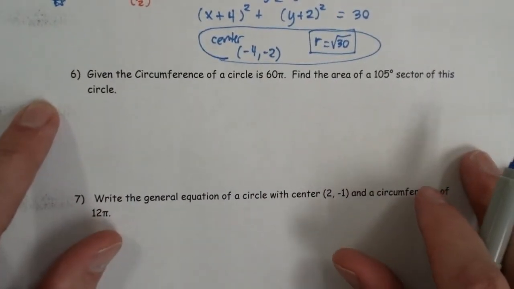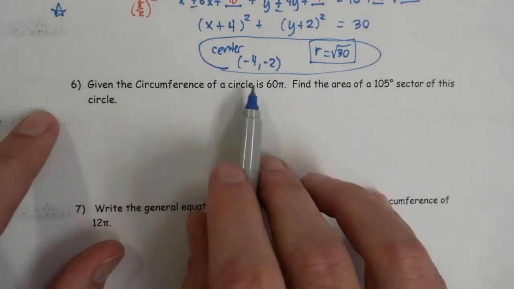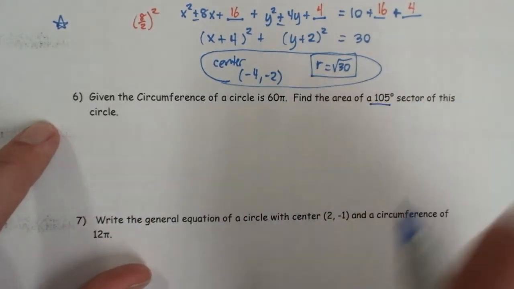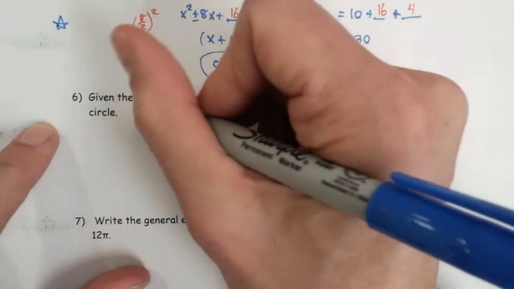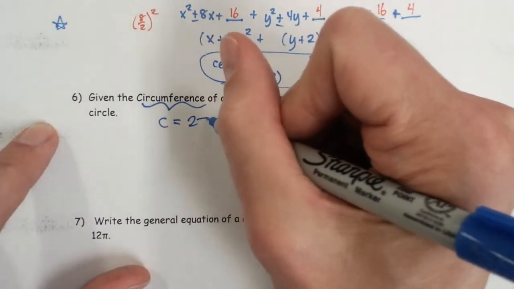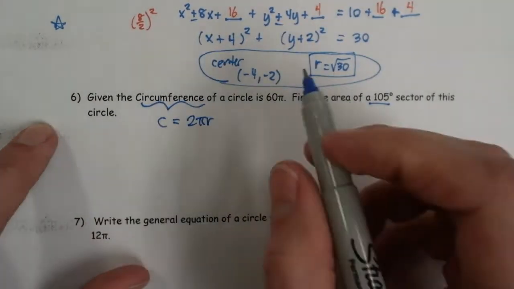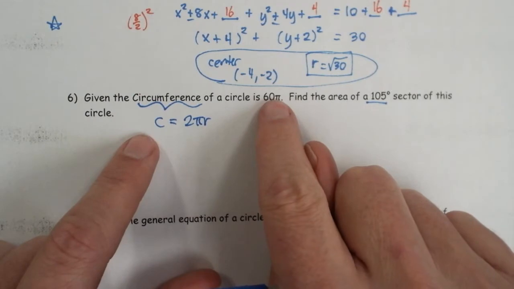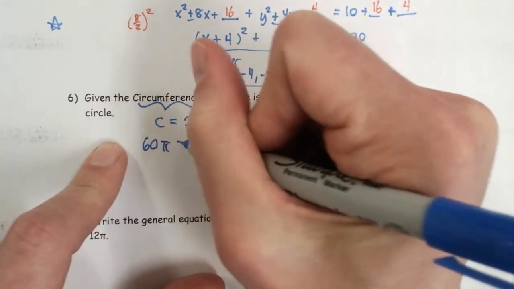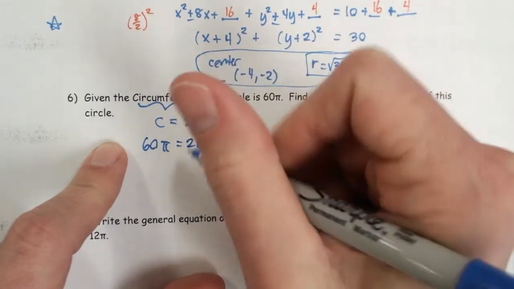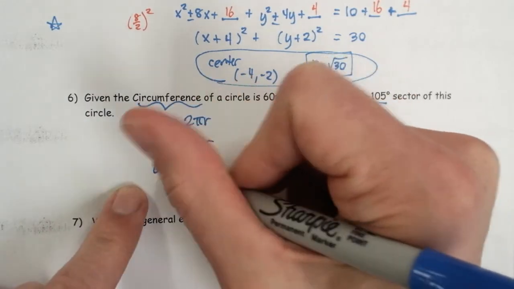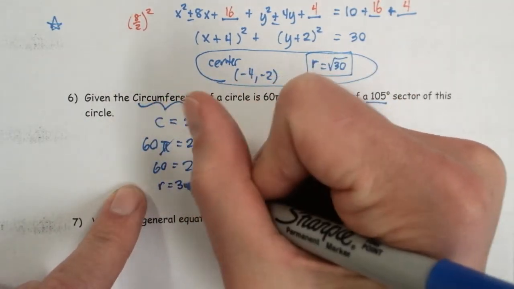All right, question 6 says, given the circumference of a circle is 60 pi, find the area of a 105-degree sector of the circle. Well, we got to start by knowing what the circumference formula is. So the circumference of a circle is 2 pi r. You need to know that formula. And you need to be able to get the radius from that. So go ahead and set 60 pi equal to that. Cancel the pi's. And divide by 2, and your radius is going to be 30.